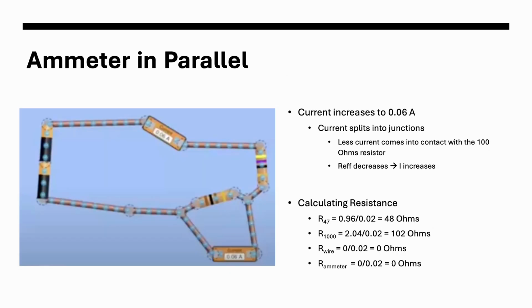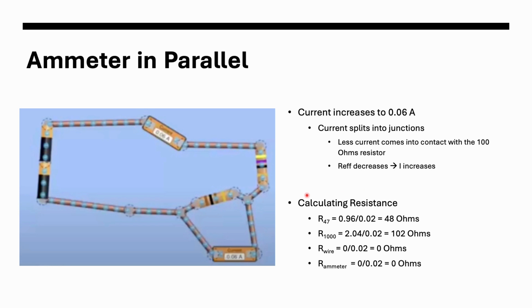Now, the ammeter in parallel. As you can see here, the circuits are in parallel and not in series. The current increases to 0.06 amperes, and the current splits into junctions. So as the resistance decreases, I increases.